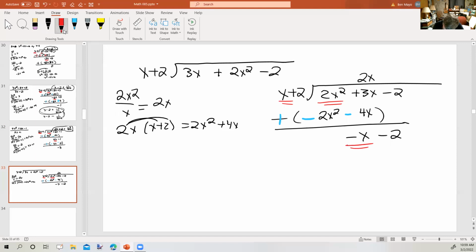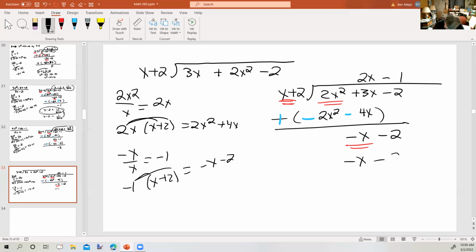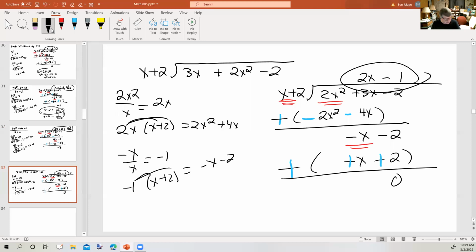Start all over. Leading term inside divided by leading term outside. Negative x divided by x is negative 1 or minus 1 in that case. Negative 1 times x plus 2 is negative x minus 2. Subtract that quantity from what's up above. Change it to addition of the opposite. Negative x plus x is 0. Negative 2 plus 2 is 0. So no remainder. So our final answer, 2x minus 1. All right with that? Yes.